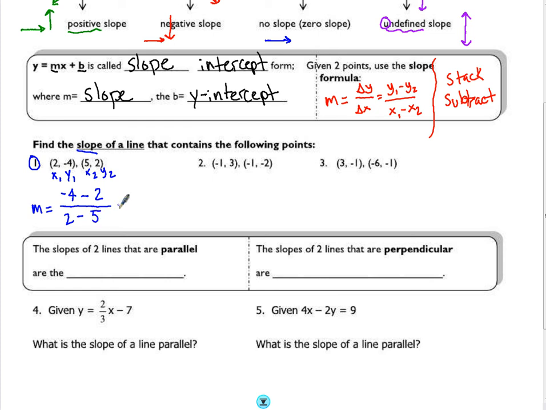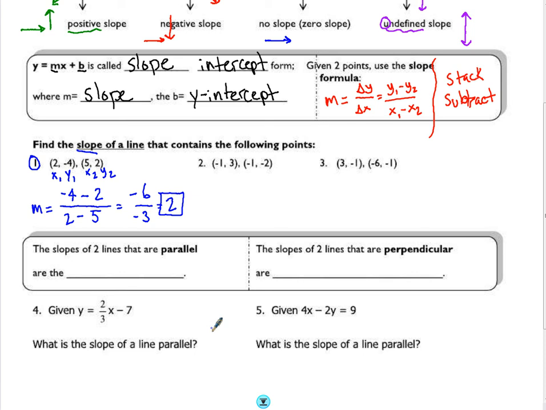Be careful with your signs. -4 minus 2: taking away 2 from -4 takes me to -6, and taking away 5 from 2 leaves me with -3. A negative divided by a negative is always positive, so my slope for number 1 is 2.